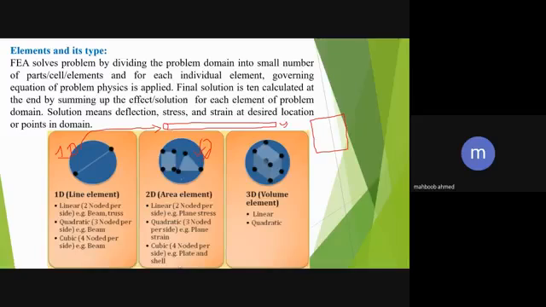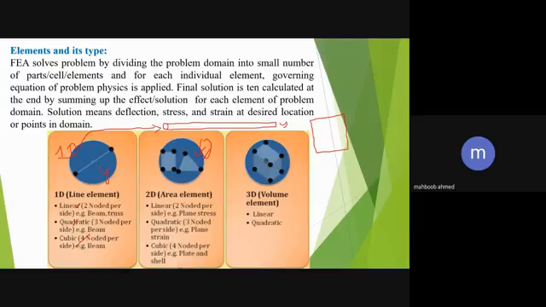One more thing: any of these elements, either 1D, 2D, or 3D, can be linear, quadratic, or cubic, and even higher order elements can be there. So what do I mean by a linear element? If you have a 1D element with only two nodes, then it is linear, because for writing the equation of a line you need two points.